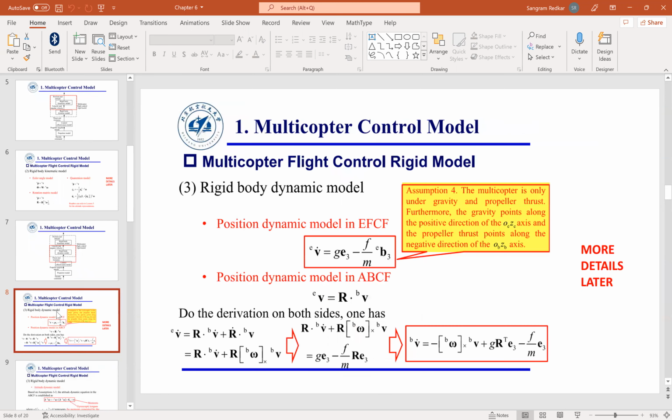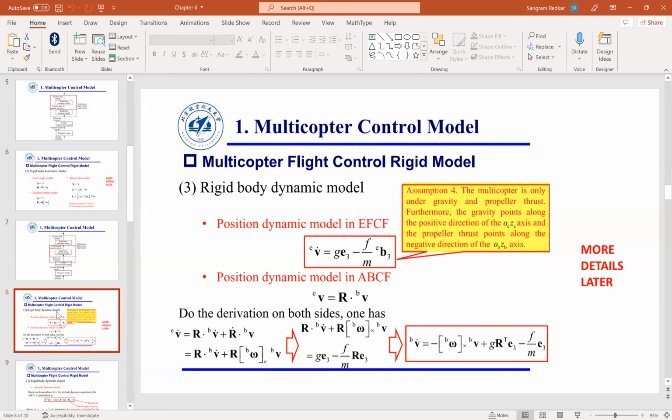Now, next part. This equation may look scary, but don't be afraid. We are going to dissect this equation step by step. So please understand, this is the basic explanation for the rigid body model in the Earth-fixed coordinate frame. Everyone understand, the mass is going to be the same in the x direction, y direction, z direction. That's why there is just one m.